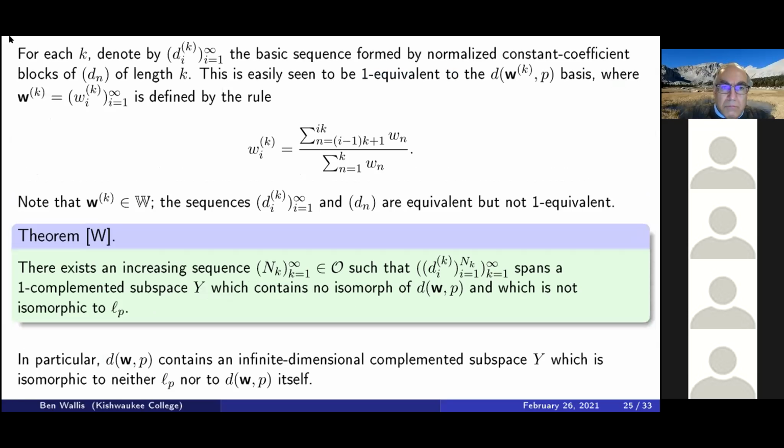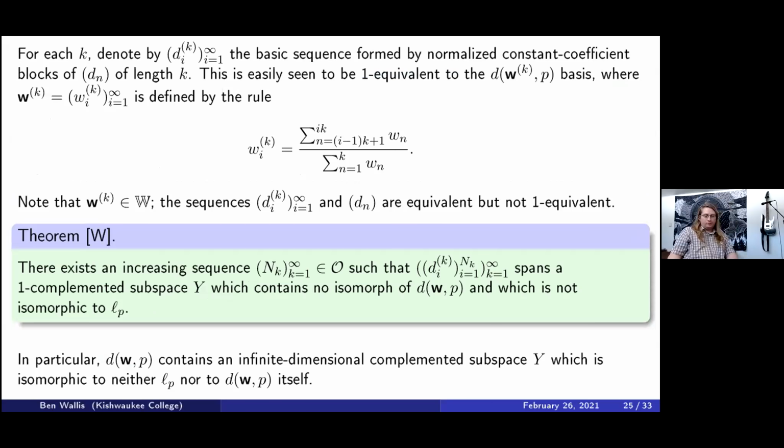So that's great. Again, I was pleased. But what about the general case? Because that's what we all want. We all want something that you can just not worry about, regardless of weight, regardless of P. How are we going to do it? Well, we need some notation. So for each natural number K, I'm going to use this superscript parenthesis K notation to denote the basic sequence formed by taking normalized constant coefficient blocks of length K.